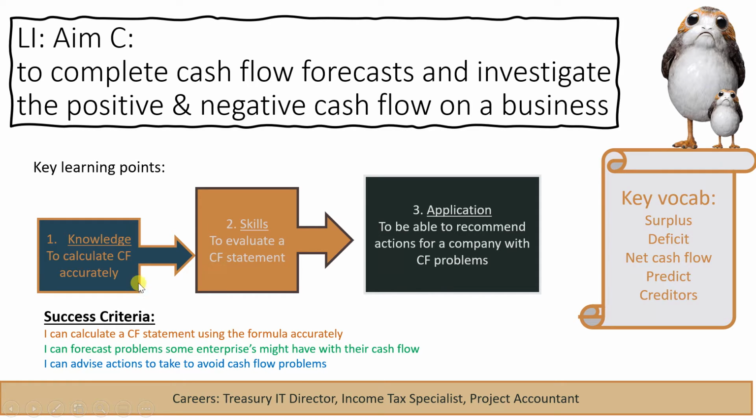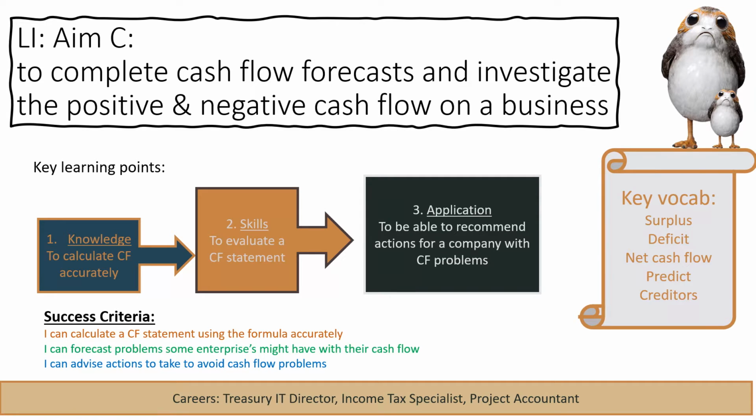The formula and the calculations stay the same. We're just going to deal with maybe more months and more lines of expenses and more lines of income. So if we look at the stepping stones, we've still got knowledge in terms of calculating cash flow accurately. We've still got evaluate a cash flow statement, but what those two are going to be different. And the final step is being able to recommend actions for a company with cash flow. These are all similar steps that you've had in the last two lessons, but this time we're going to use more realistic business cash flows.